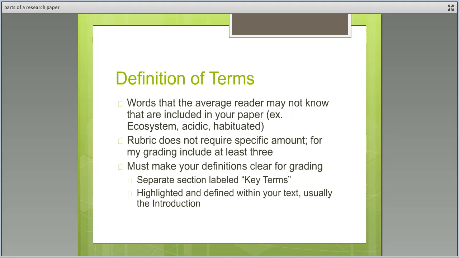You must make your definitions clear for grading. I suggest making a separate section labeled key terms, and that way you can just list your terms and their definitions, and it's very easy to find. You can define your terms within the text. This is usually done within the introduction. I do ask that you highlight those terms so that they're easy to pick out and find, and that you get credit for defining every term that you include.